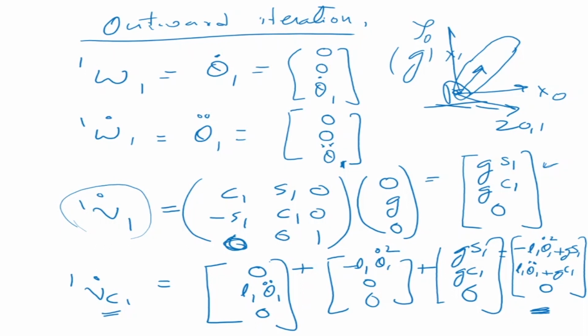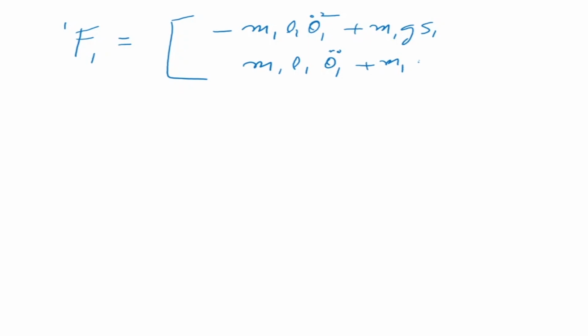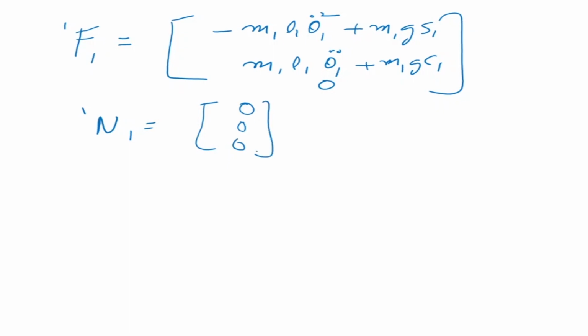Now what is the force acting? We simply use Newton's law and say the force acting on the first link, F1, acting at the CG, is equal to minus M1 L1 theta 1 dot squared plus M1 g s1, M1 L1 theta 1 double dot plus M1 g c1, and 0. So this is the force which is acting on the CG of the first link. What about the moment? N1 is equal to 0, 0, 0. There's no moment. Note that this is at the CG of the first link, the force and moment at the CG, not the axis. Now that we have done that, we find the outward iterations for link 2.